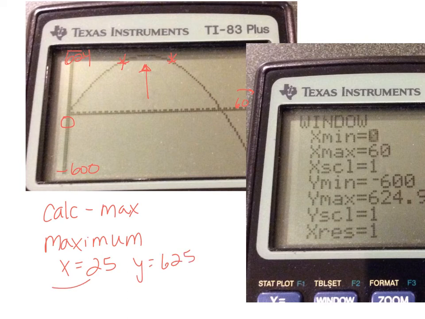Now remember, x was the side, this is the side, and the y, that's the area. So the maximum area is going to be 625, and the units were in inches. So the maximum area will be 625 inches squared, and I'm going to go back to the worksheet so you see how to answer this.